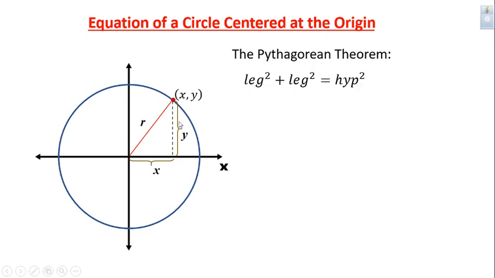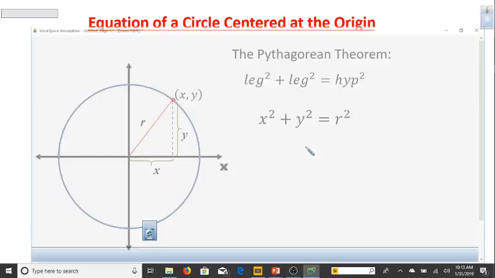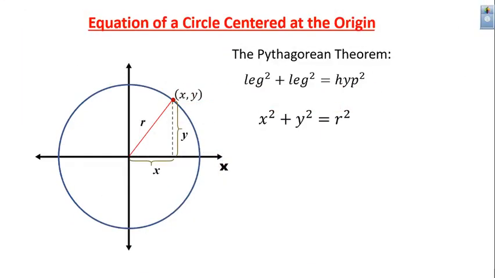The Pythagorean theorem says leg squared plus leg squared is equal to the square of the hypotenuse. In this case, the legs of this triangle that I've just constructed, with the radius being the hypotenuse, are x and y, then leg squared plus leg squared becomes x squared plus y squared, and the hypotenuse squared is the square of the radius. So now we have the equation for a circle that is centered at the origin. And that equation is x squared plus y squared is equal to r squared. So that's the basic equation for a circle centered at the origin.